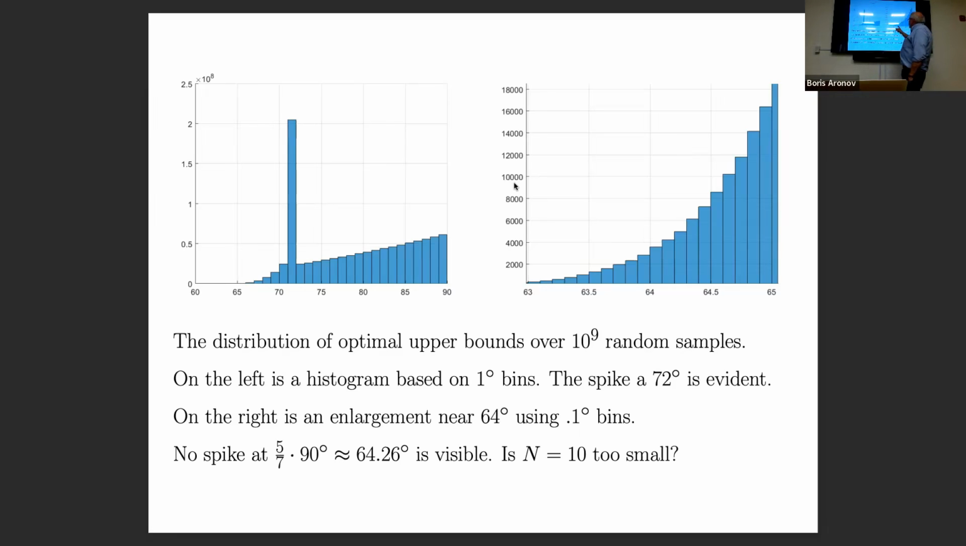Now around 64, there should be another spike for the other open set. It's not here. I'm not quite sure why. The theorem says that there's an open blob if the number of vertices is large enough. And the example in my paper has like 30 or 40 vertices in it. So 10 may not be big enough.